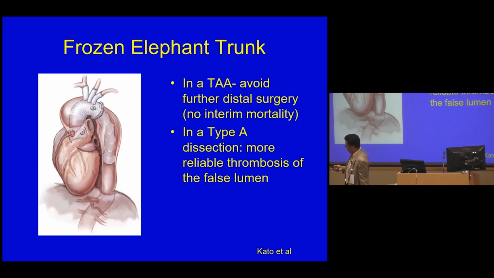So again, with the frozen elephant trunk technique, you avoid further distal surgery. There's no interim mortality, as there was with those patients that first got the arch done, then you took them back to the operating room and did a second operation to put either a stent or tack into that elephant trunk. With this technique, you can do it all in one shot. In a type A dissection, you get more reliable thrombosis of the false lumen when you do this technique.